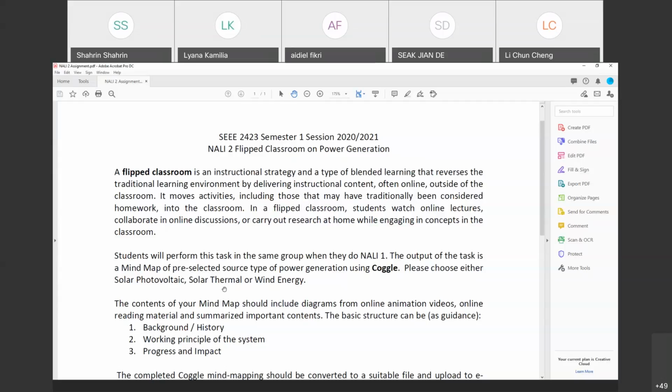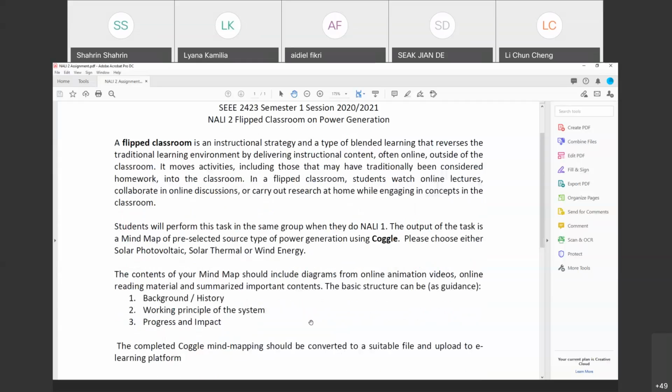This solar thermal is quite big in terms of its capacity and in terms of its space use. Okay, so it's actually a very new technology. Okay, so you can choose either of these three. And the content of the mind map should include diagrams from online videos, YouTube, and so on.